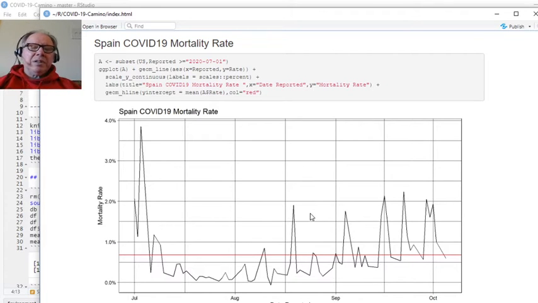Of course, here's the two sides of the coin. Yes, they're spiking above average, but they're still only around 2%, which is about what the U.S. is saying. 2% seems to be a pretty good number, okay?